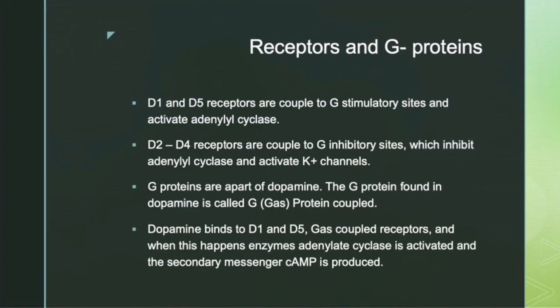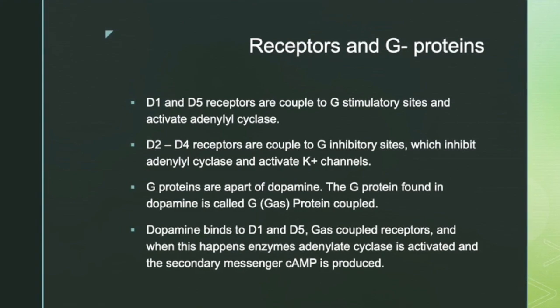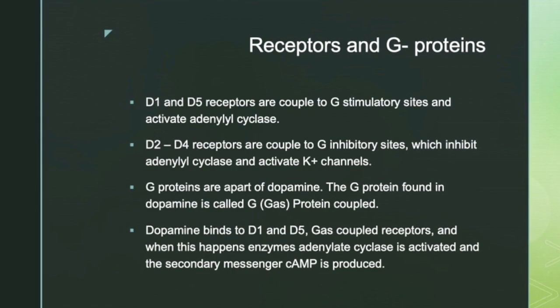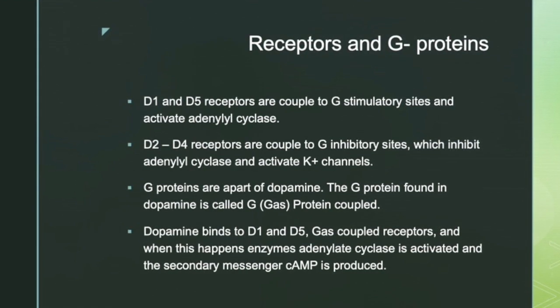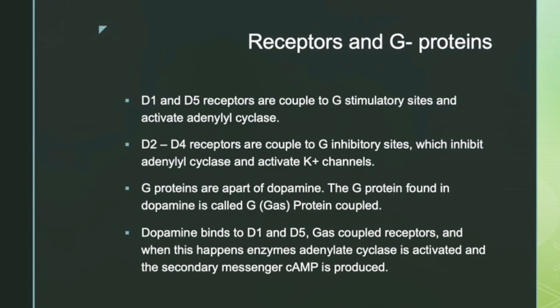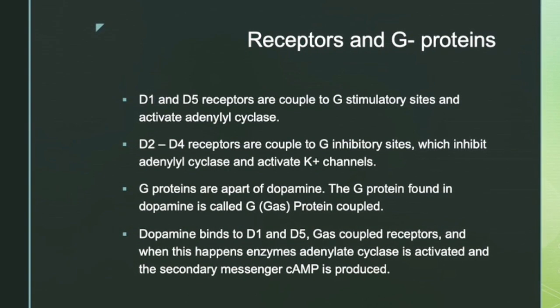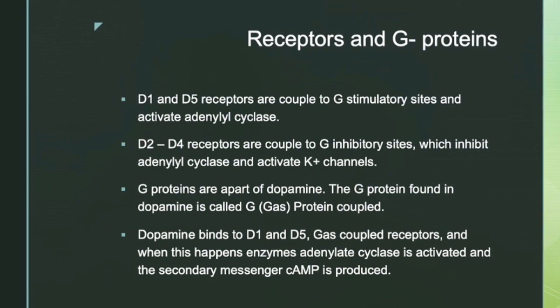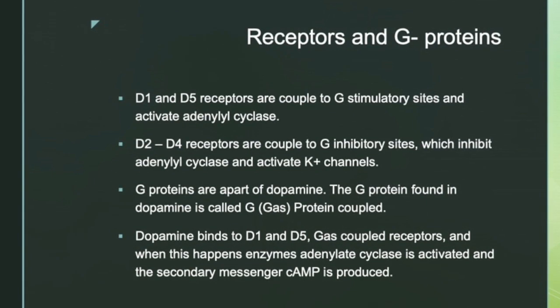Here we will talk about receptors and G proteins. D1 and D5 receptors are coupled to G stimulatory sites and activate adenylate cyclase. D2 through D4 receptors are coupled to G inhibitory sites, which inhibit adenylate cyclase and activate K plus channels, or potassium channels.